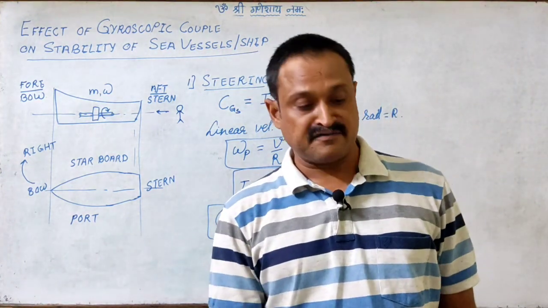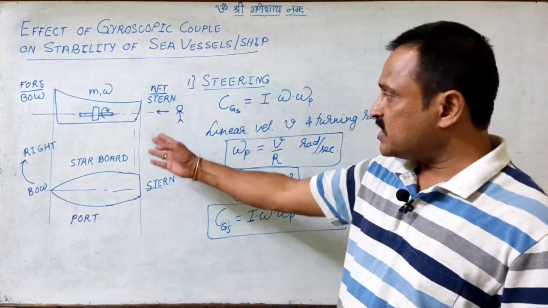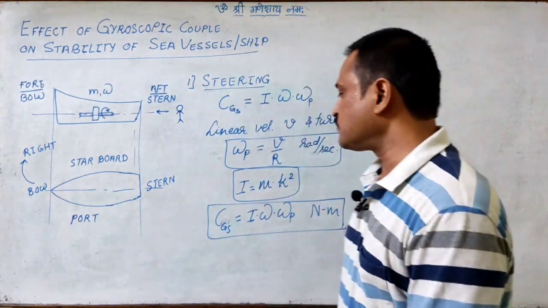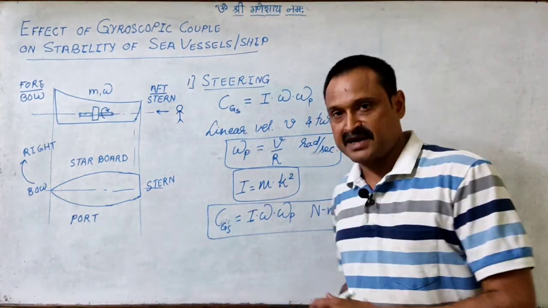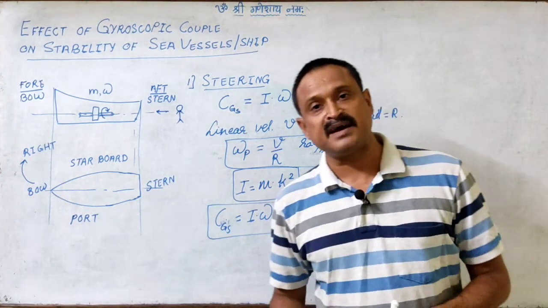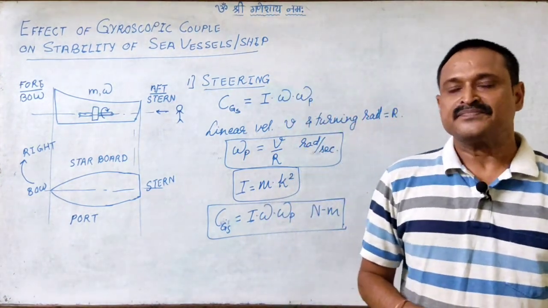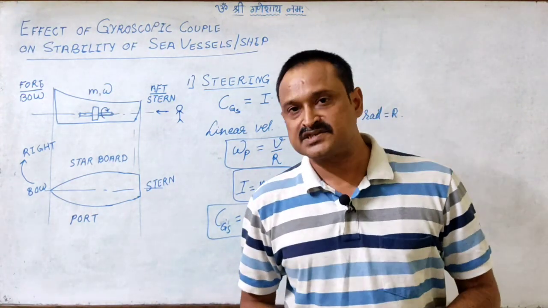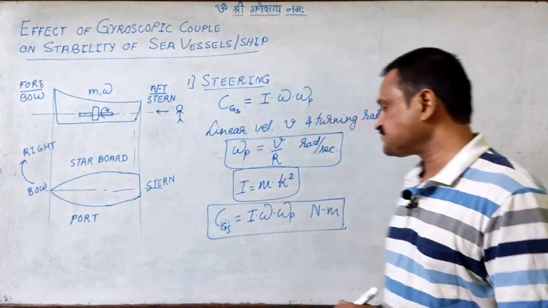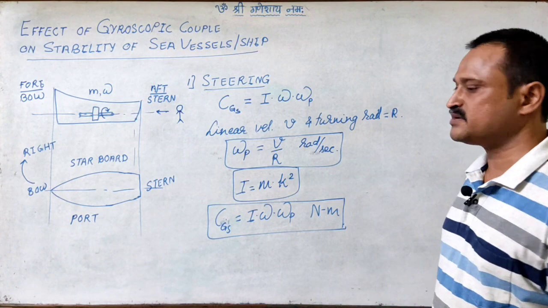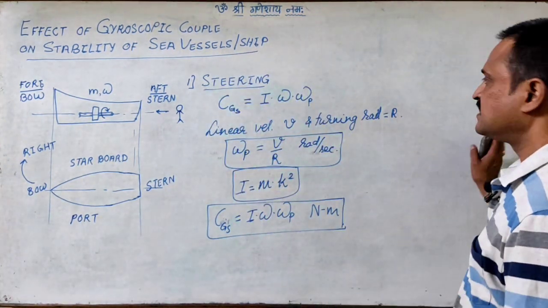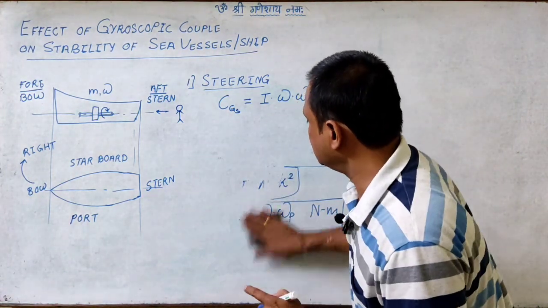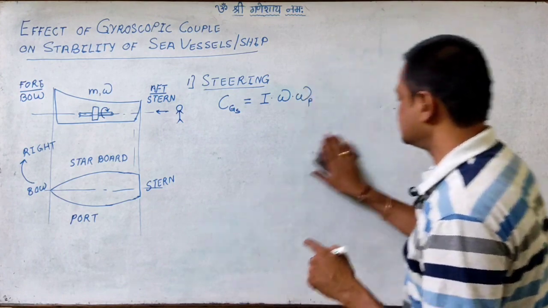But now we have to understand how it is going to affect the conditions of stability during steering. If I just find out the magnitude of a couple, it is an incomplete answer, because when it is a couple, I must also know the sense of application of this couple in the system. So to understand the couple, we will go for the vector diagram.